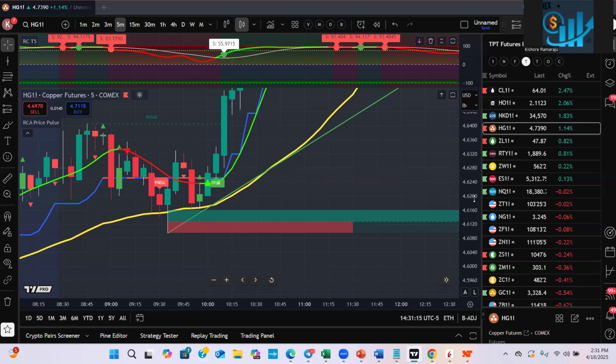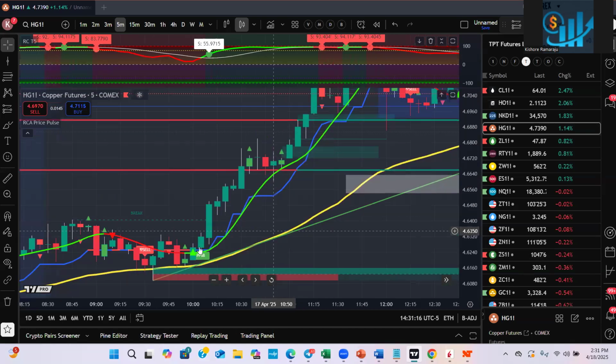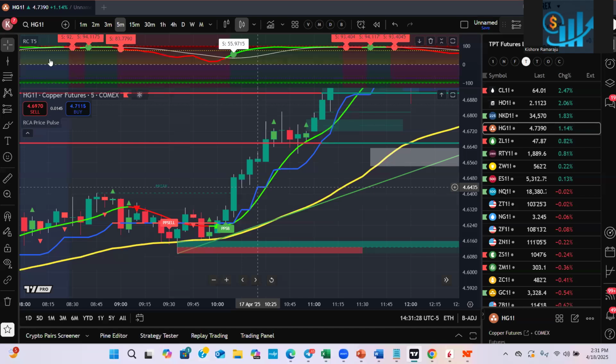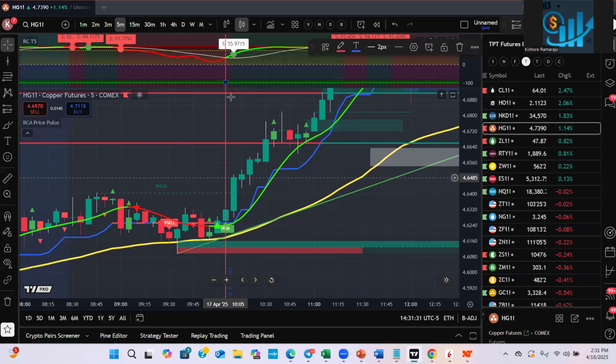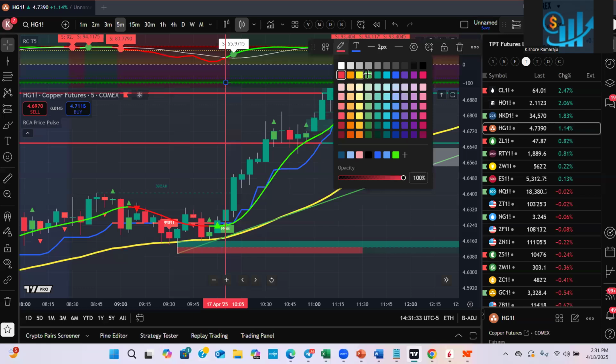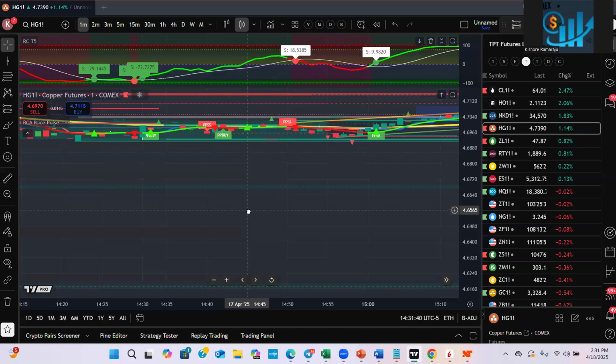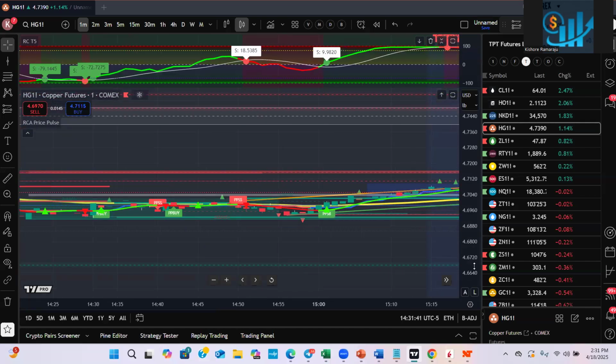So now if you go and enter this trade, one option is you can enter the trade and hold until it goes and touches the trend line resistance. Until this point, you can hold. Or you can just put a marker here and you can go to 1 minute. Then you can keep scalping it.